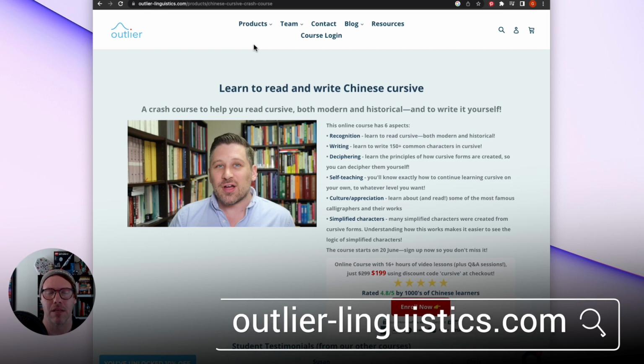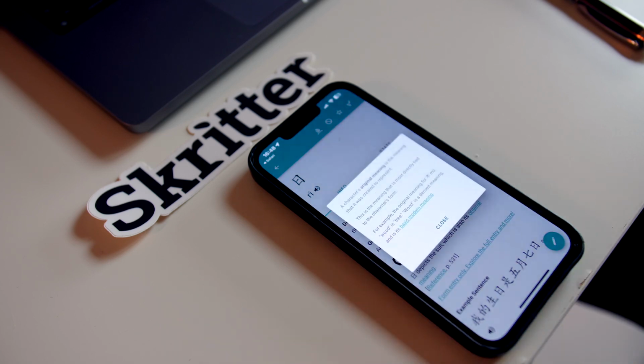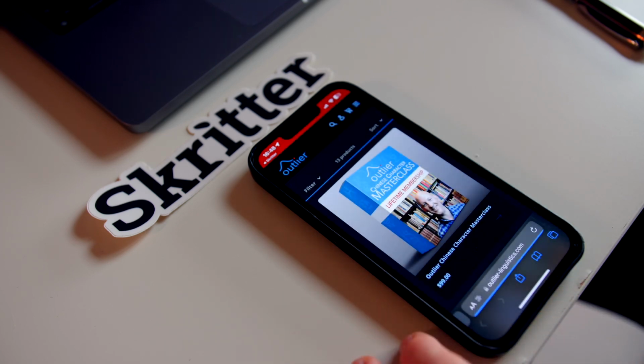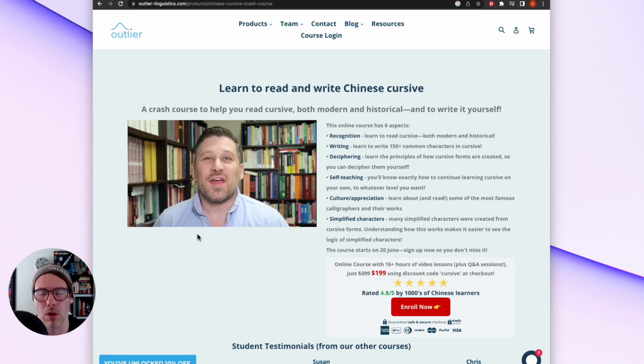Outlier, our good friends John and Ash over at Outlier, the guys that provide the Outlier entries inside of the mobile application, currently 100% free to all of you that are using our apps. If you go on the info screen, they are launching a Learn to Read and Write Chinese Cursive course. This is something that I'm very interested in and will be enrolling in. This is something that I think many of you are probably interested in. I'm gonna let John do his thing and talk a little bit about it. We're not gonna watch the whole thing. You can go do that, but let's see what this course is about.